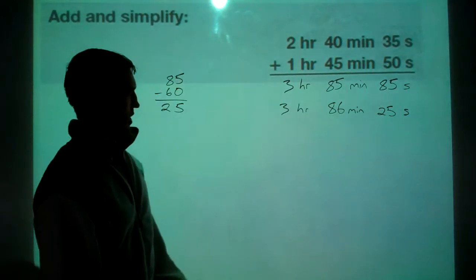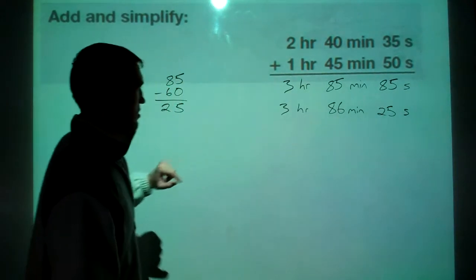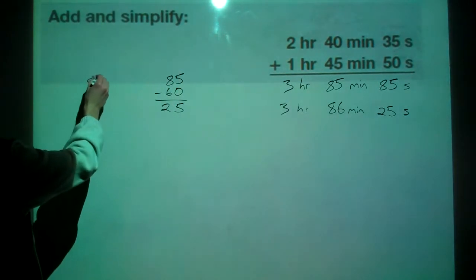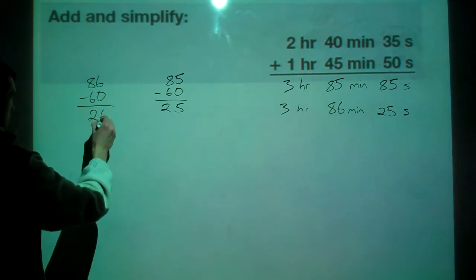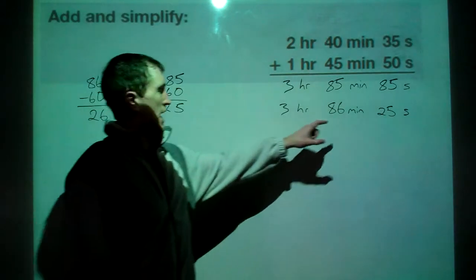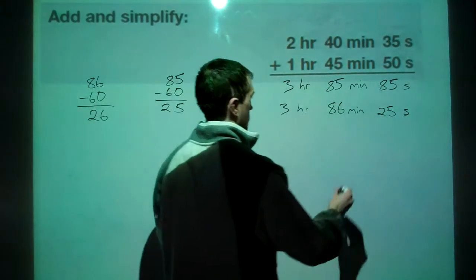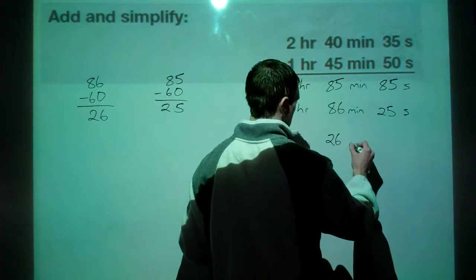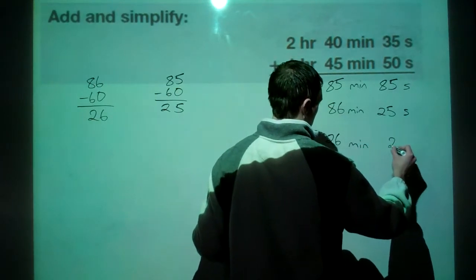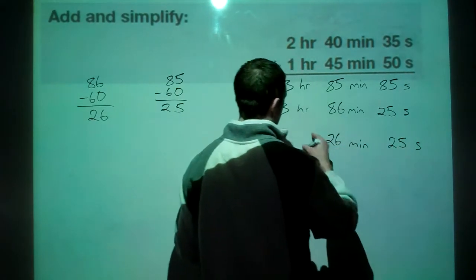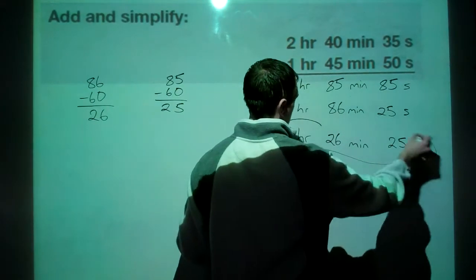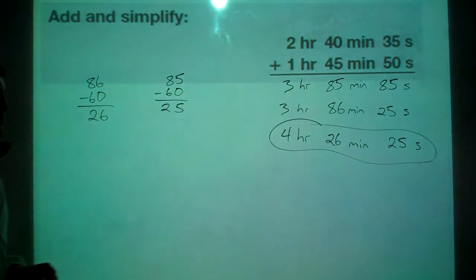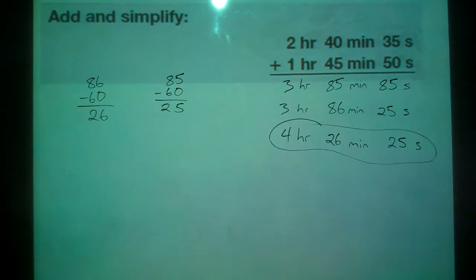Well, we also know that 60 minutes is 1 hour. So 86 minus 60 is 26. So right here we have an hour and 26 minutes. So we're going to change that to 26 minutes, and add the 1 hour to 3 and get 4 hours, 26 minutes, 25 seconds. And that would be the simplified version of that.